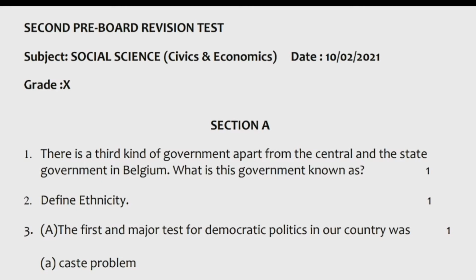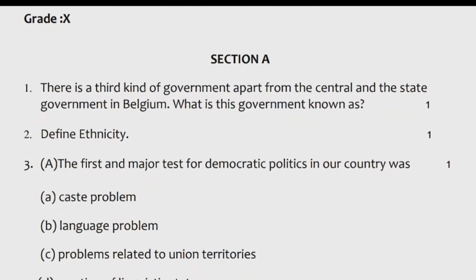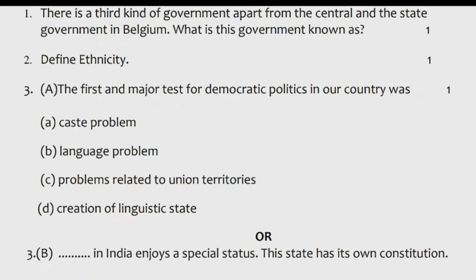3a. The first and major test for democratic politics in our country was: options: A. Caste problem. B. Language problem. C. Problems related to union territories. D. Creation of linguistic state. Or 3b. Dash in India enjoys a special status. This state has its own constitution.